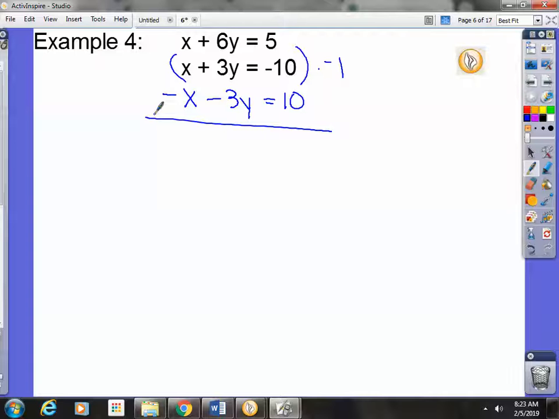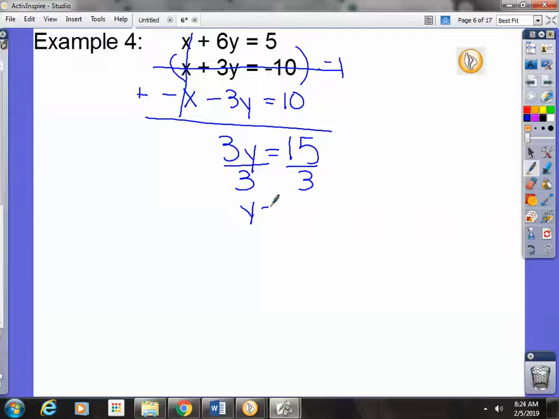I'm going to go ahead and just cross off this middle equation so I don't think that it's still there. I replaced that middle equation with the third equation. Now I'm going to add these two equations together, the top one and the bottom one. When I do that, the x's are going to cancel out. When I add the y's together, 6y plus negative 3y, that's 3y equals 15. We can divide by 3. y equals 5.